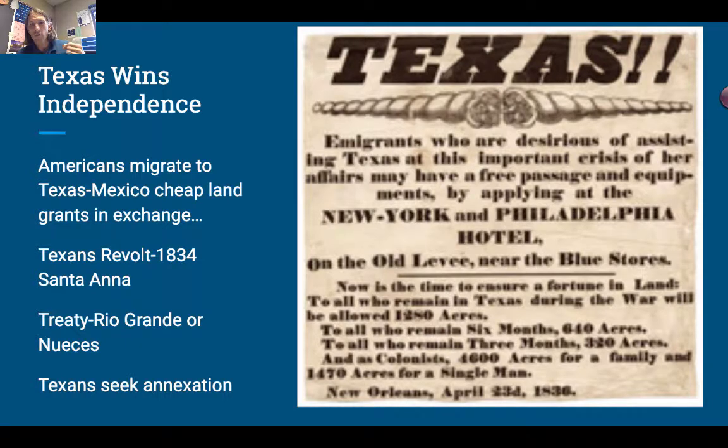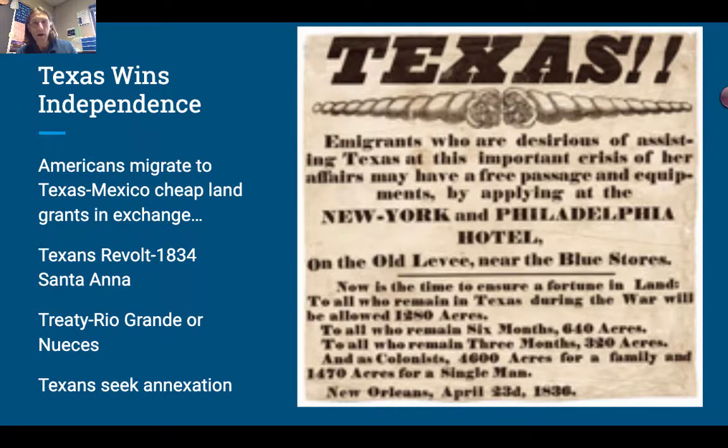One is that you become a Mexican citizen, that you convert to Roman Catholicism, and that you follow and obey the Mexican Constitution. Well, part of the problem there is that the Mexican Constitution outlaws slavery. It's banning slavery. So what happens is Americans flee in there.